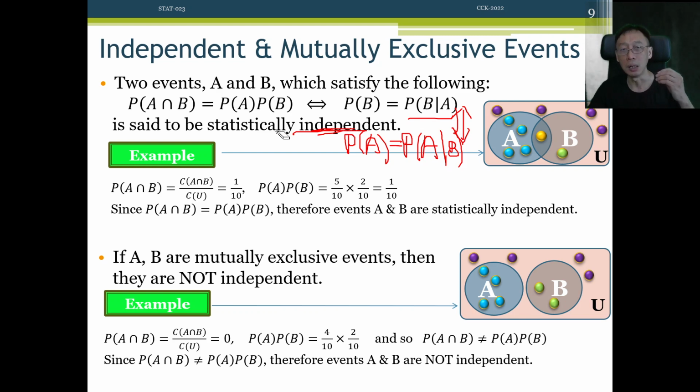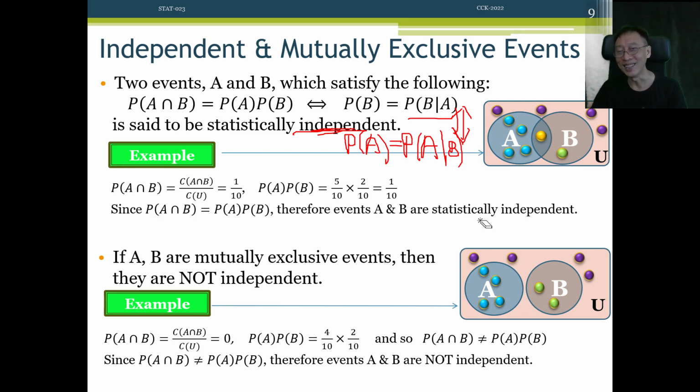But of course, here what we're writing is much more mathematical. So we're going to verify this using the numbers. Okay, so when we check that the numbers agree, P of A intersect B is indeed P of A times P of B, we conclude that the events are statistically independent. Okay, that is okay.